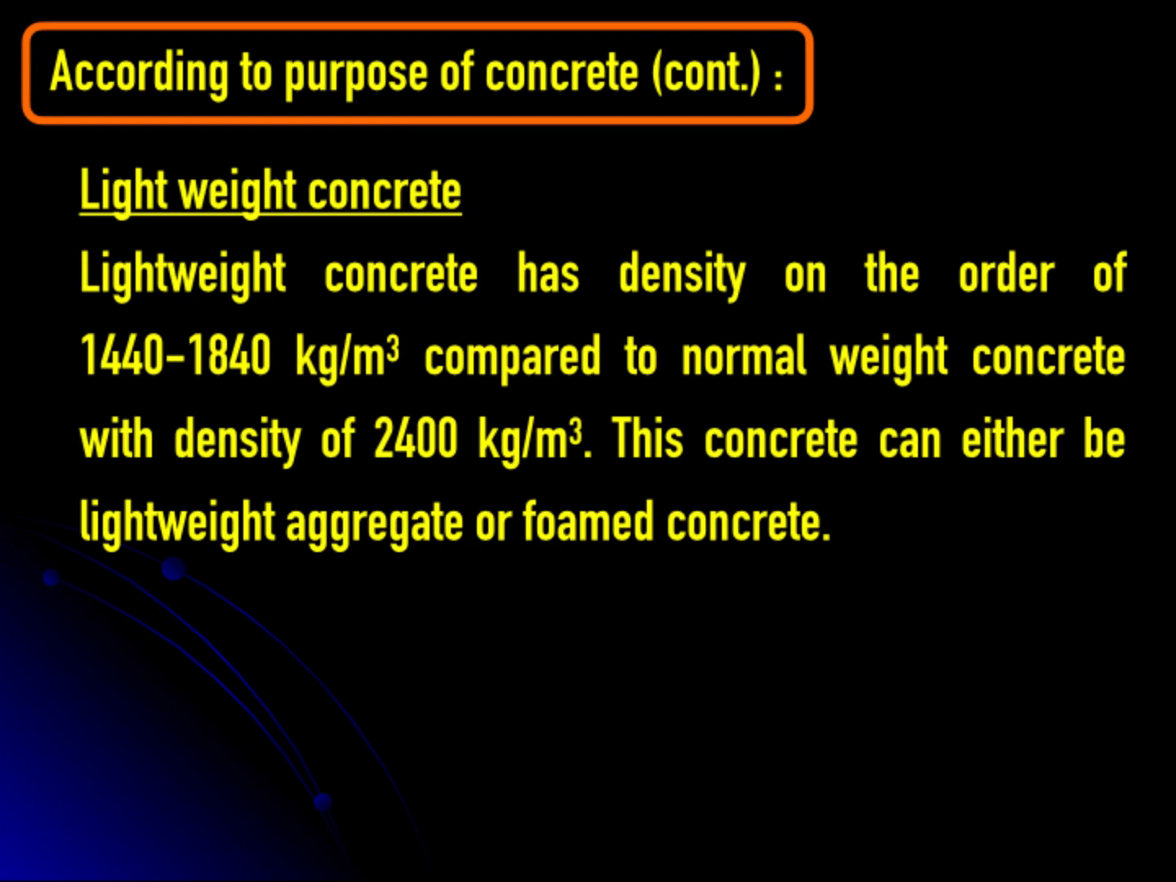Lightweight concrete. Lightweight concrete has a density of 400 to 800 kilograms per cubic meter, much lower than normal concrete, which is 2,400 kilograms per cubic meter, offering benefits like reduced structural weight and improved insulation of concrete.